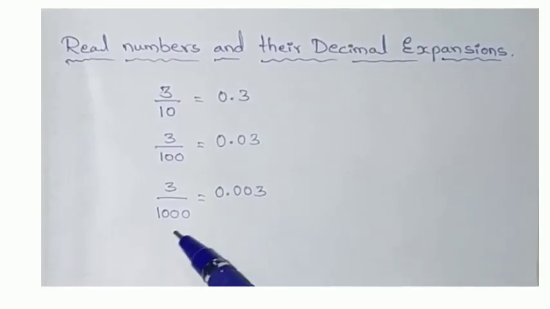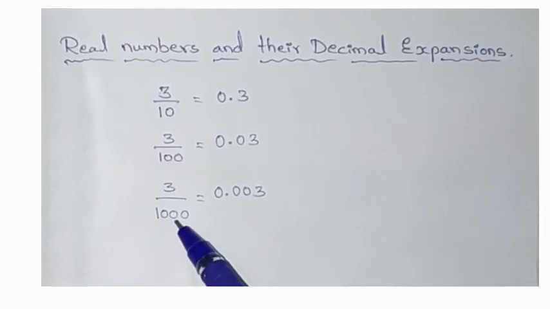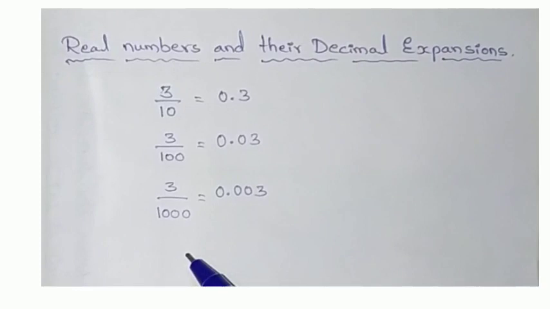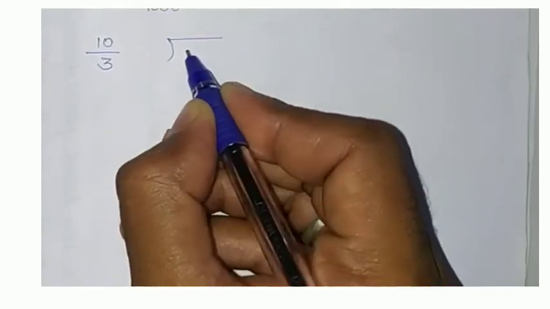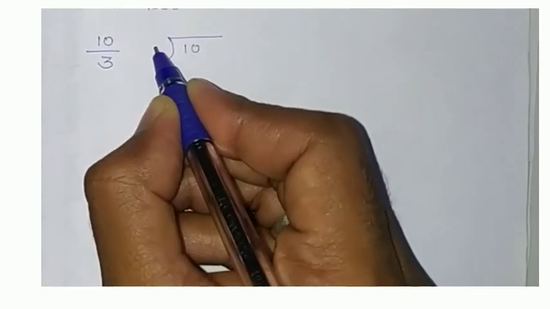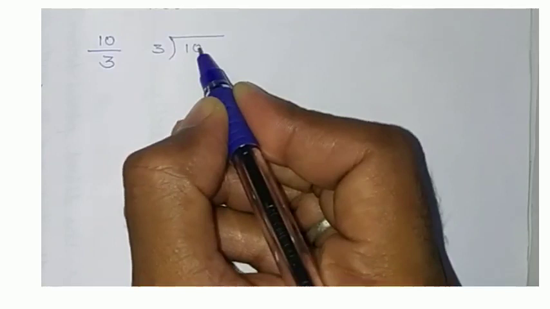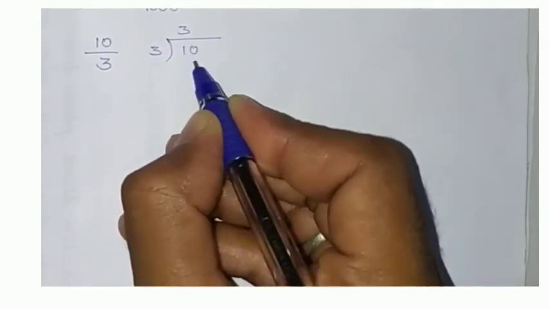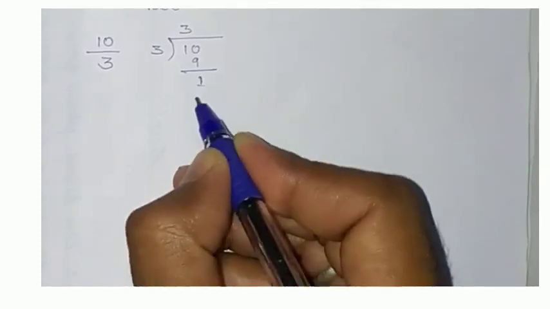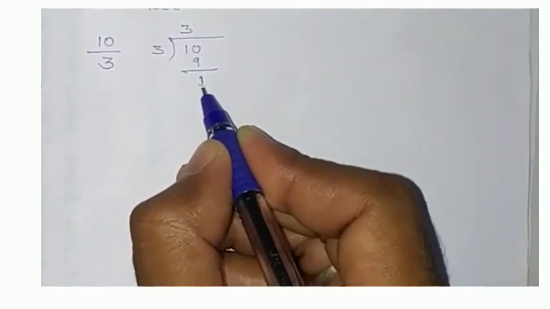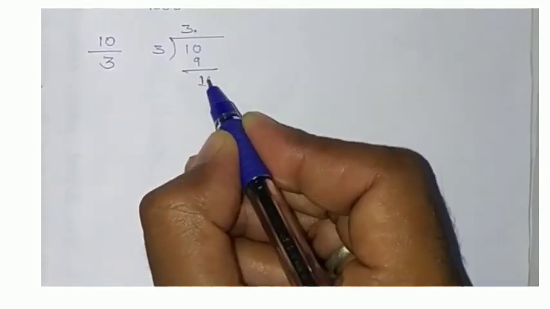Okay, so if the denominator is not 10, 100, or 1000, how do we find the decimal? Example, 10 by 3, how will we do it? We just have to do the division. 10 divided by 3. 3 threes are 9. So 10 minus 9, 1.